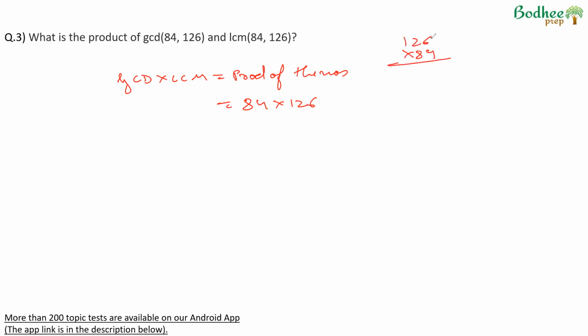I'll just simply multiply. 6 into 4 is 24, carry forward 2, 6 into 8 is 48, and so on, giving 504. 84 into 2 will be double of this, so 1008. Adding up, 10584. And that becomes my answer.